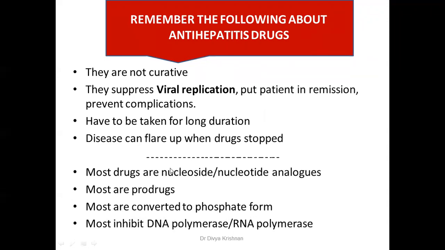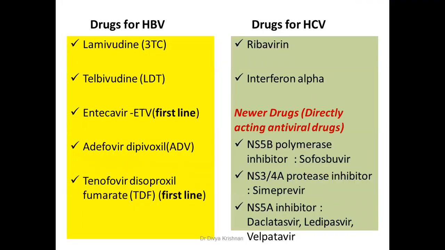Most of the drugs that we are going to discuss today will be nucleoside or nucleotide analogs. Most of them will be prodrugs, and most of them are converted to the phosphate form. That is, the active form will be a phosphate form. And most of these drugs will be inhibiting either the DNA polymerase or the RNA polymerase, as the case may be. These are some of the common things that you will be seeing in almost all the drugs that we'll be discussing today.